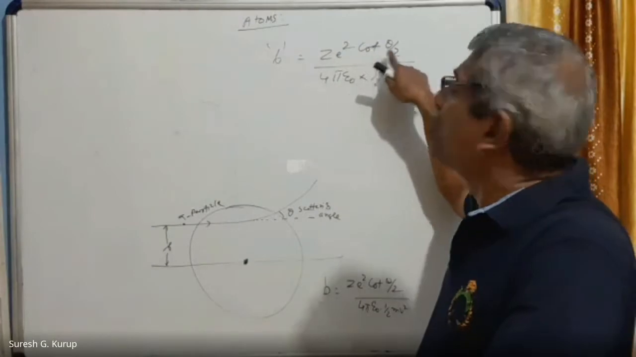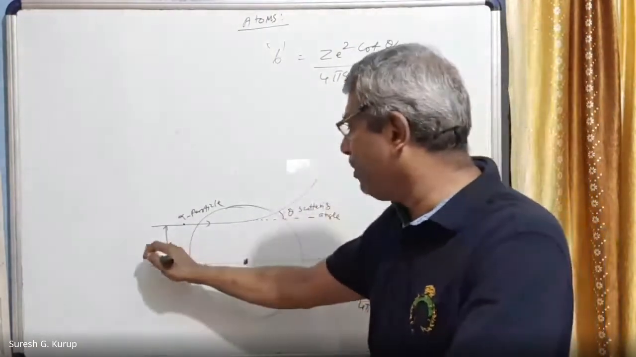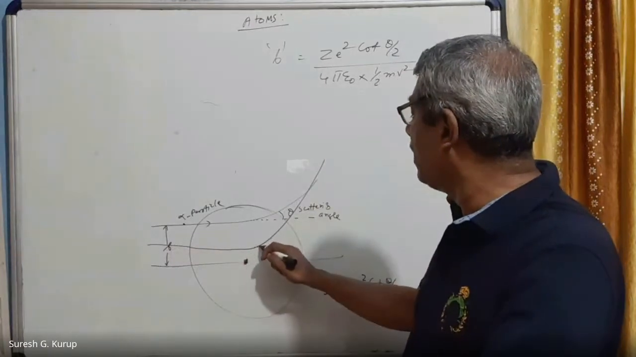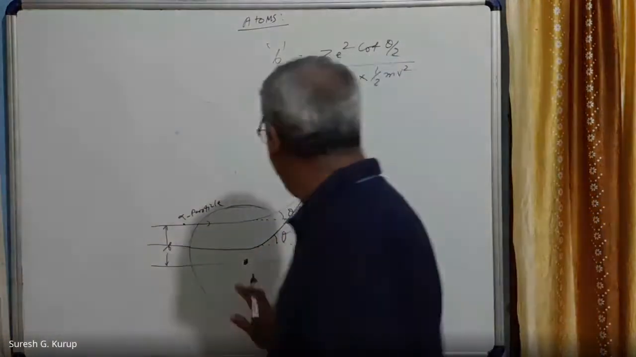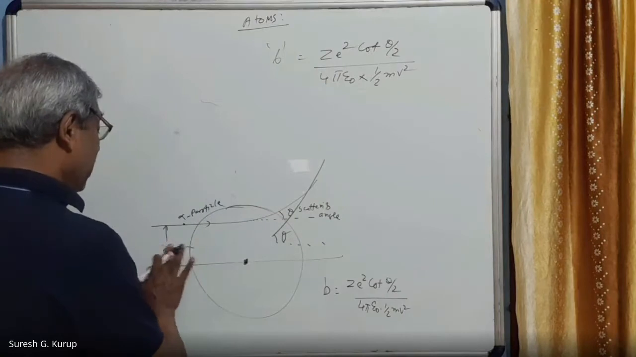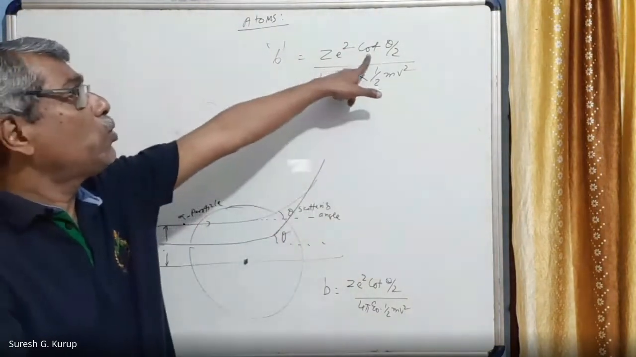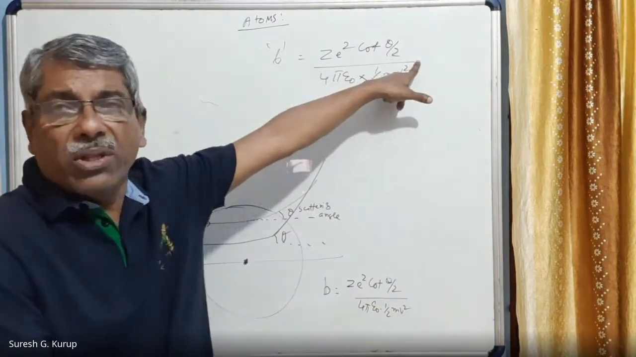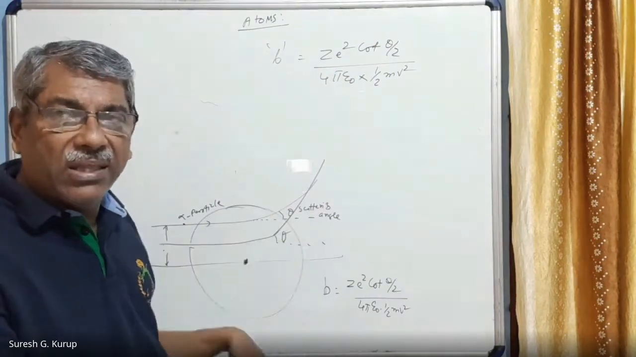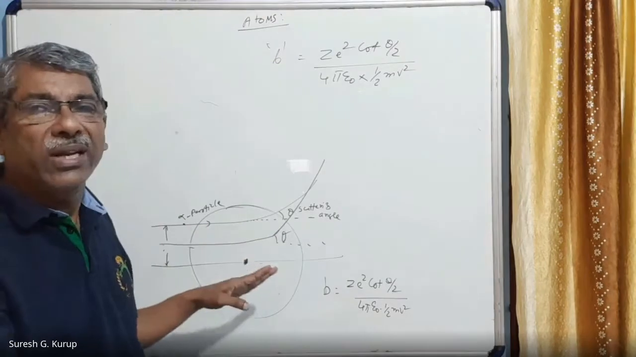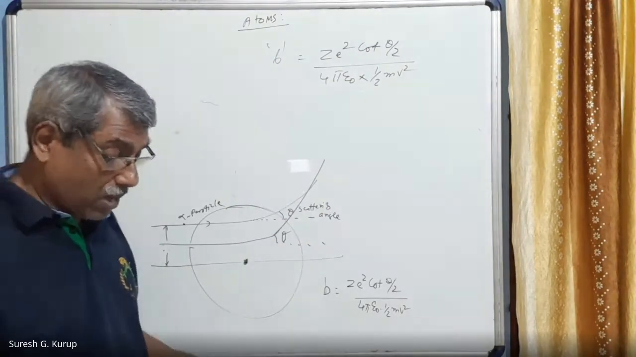Impact parameter is less when cot theta by 2 is less. When cot theta by 2 is less, theta by 2 must be more. That means theta must be more, the angle increases. So for b to be less, the angle must be more, that means cot theta by 2 is less. That means the alpha particles which are moving close to the nucleus have a larger angle of deflection. Scattering angle must be more. Am I correct? This is a very important condition, right?